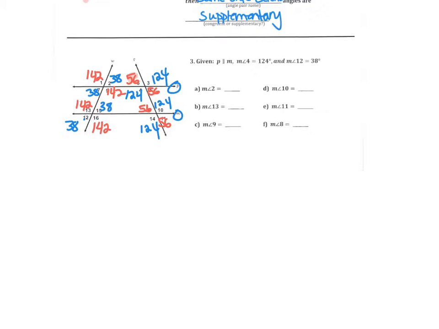Now I can fill in all the given information. I've already filled in the given information. I'm going to fill in the information that's needed. Angle 2 is 38 degrees. B, angle 13 is 142. C, the measure of angle 9 is 142. Angle 10, 124. Angle 11 is 56. And angle 8. Most of my numbers are covered, so let me find angle 8. 56.